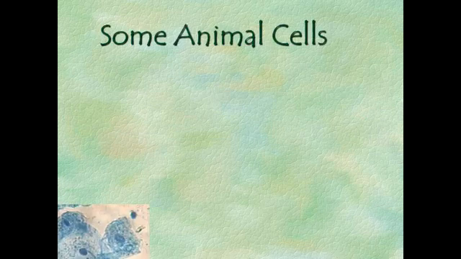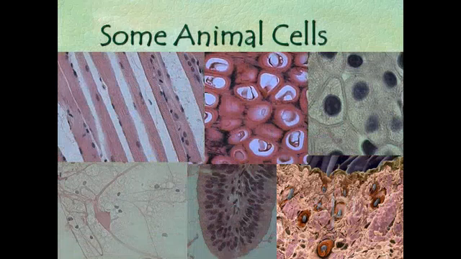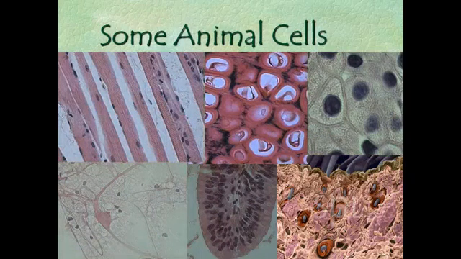Okay, to start off, I'm going to show you some photographs. These are all from animal cells, and more specifically, these are all human cells. The thing that I wanted you to see from these is that they're all different. There is a huge variety of different types of cells.